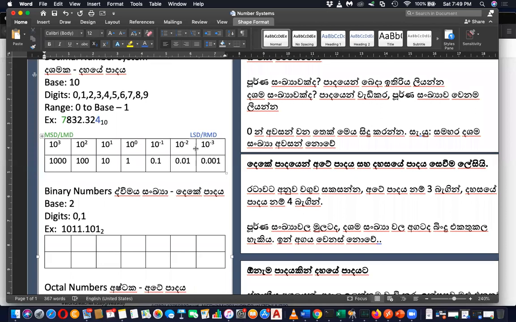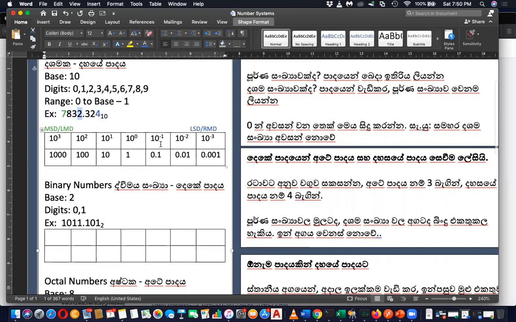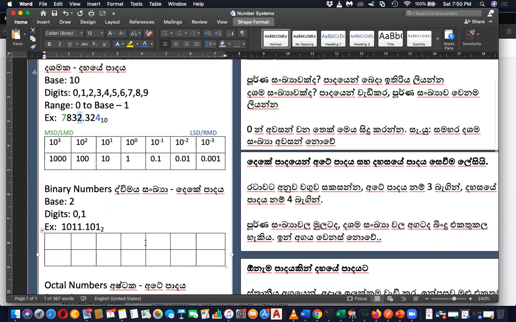This is common to any number system. The closest digit on the left side of the decimal point, you call 10 to the power 0. This is called 10 to the power 0. In general, it is base to the power 0. Then this one is called base to the power 1. So following the same pattern, can you fill this one? There are like 7 plus 7, 14 places, 14 blanks. Can you fill that quickly?